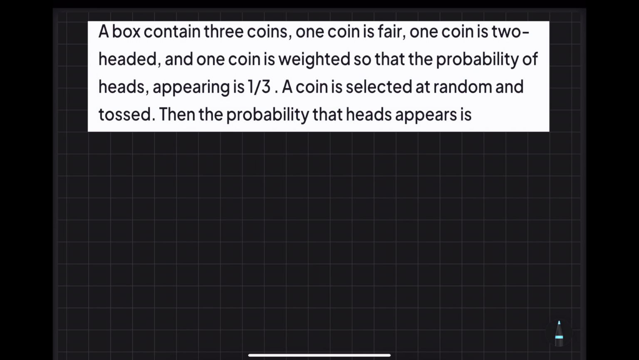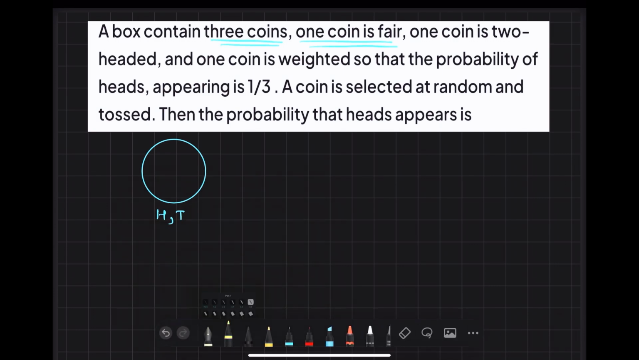So, we got a wholesome new problem which says a box contains three coins. So, we have three coins. One coin is fair, means the first side is head, the second side is tail. Okay, one coin is two headed. Two headed means both sides have head and head.